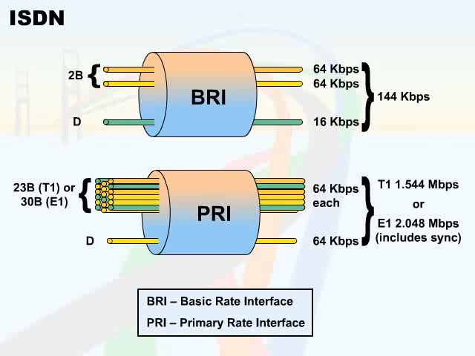If I'm in Europe, I'll allocate 30 bearer channels with 2 D channels, giving me a yield of about 2 megabits per second. E1 is used almost exclusively within the European boundaries.